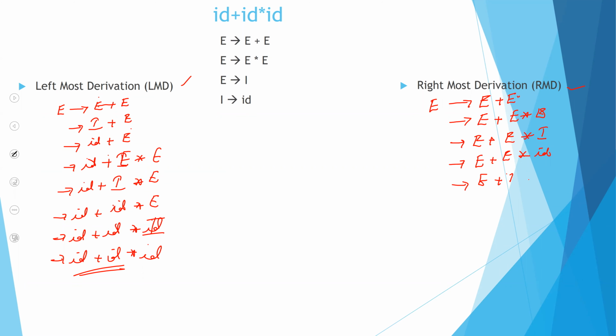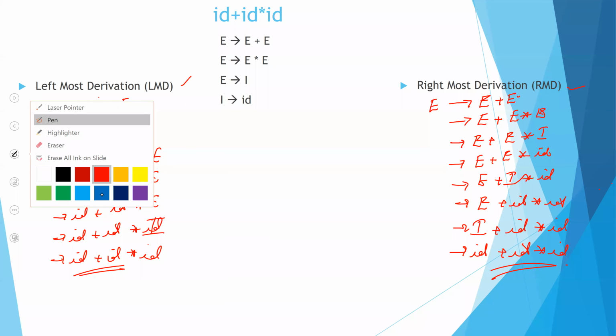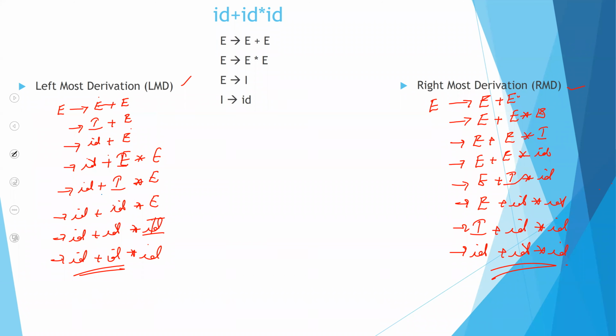E plus I into ID, E plus ID into ID, I plus ID into ID, ID plus ID into ID. Okay, look here, the steps are different. Even though it is the same thing which you wanted to prove, the steps for both are different.